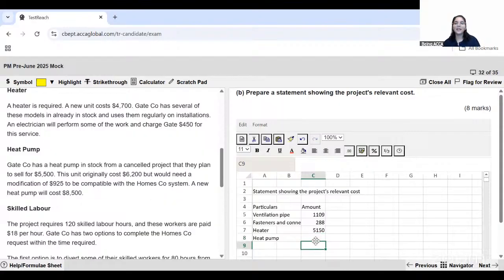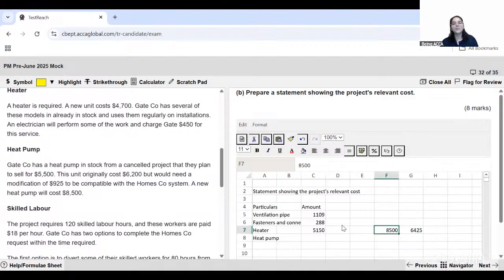So if I keep using this one, I have another option: a new heat pump I can get for 8,500. This is the first option. And the other option was I get away with my sale of 5,500. I stop that sale and then I spend 925 more to make it into the usable condition.